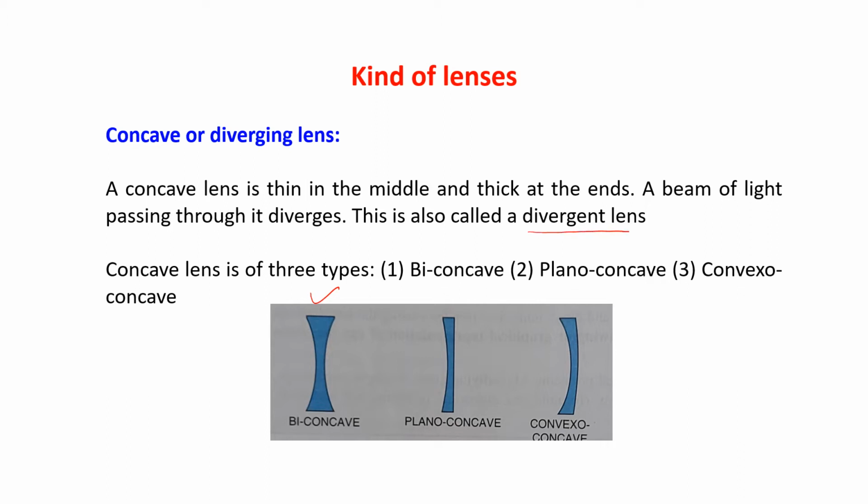Concave lens is also of three types. One is biconcave, this one. Second one is plano-concave, one plane and one concave. And the third one is convexo-concave, this type. Okay.